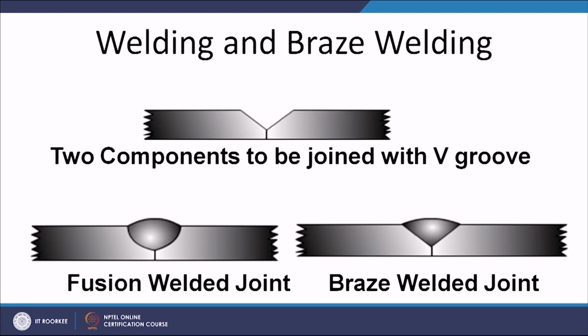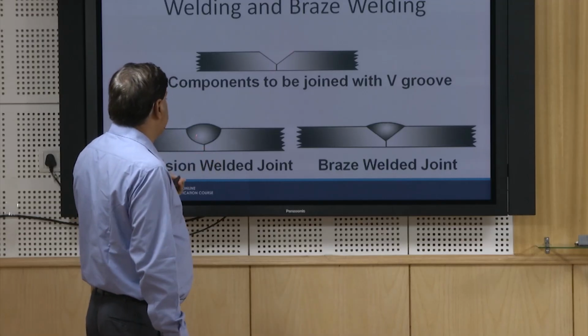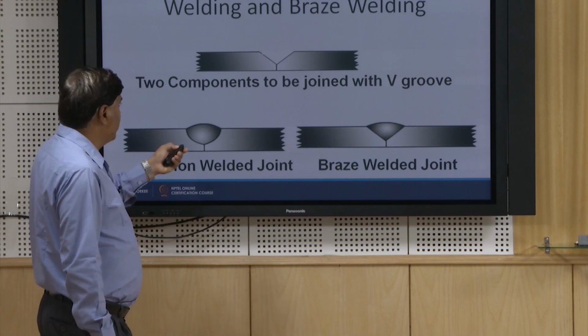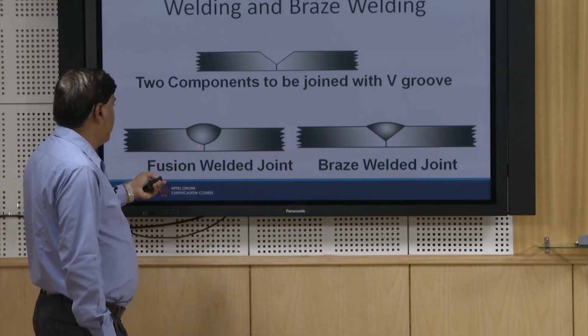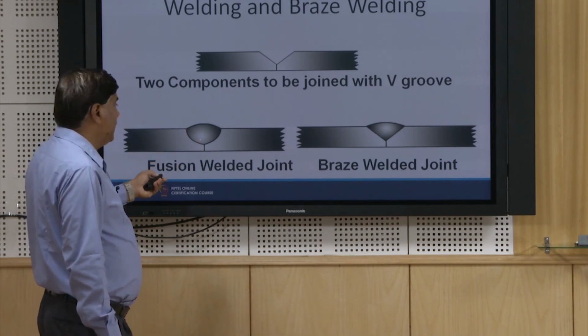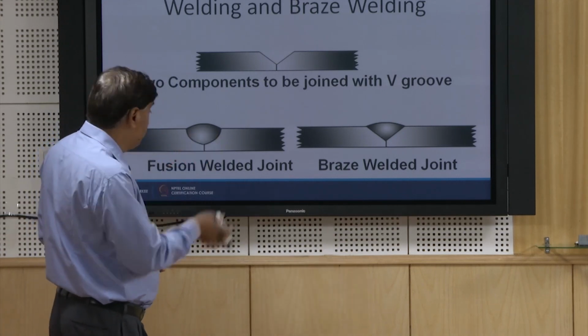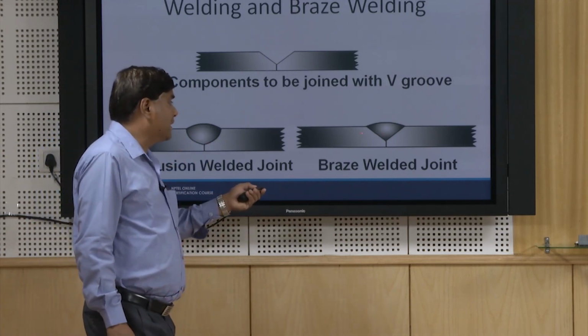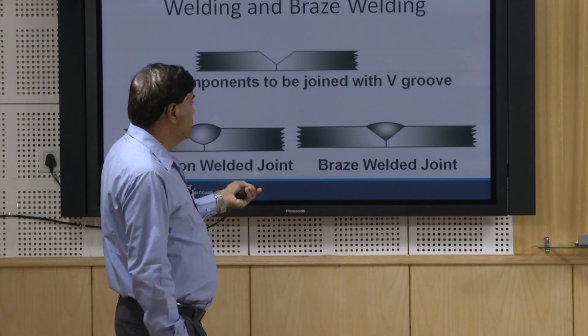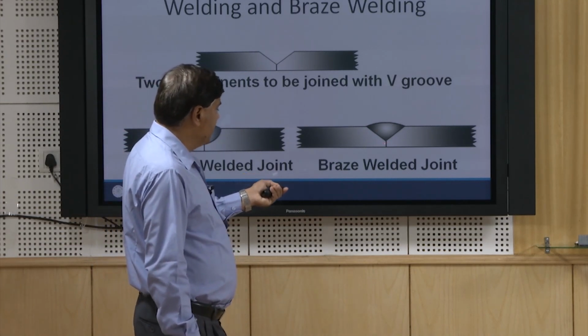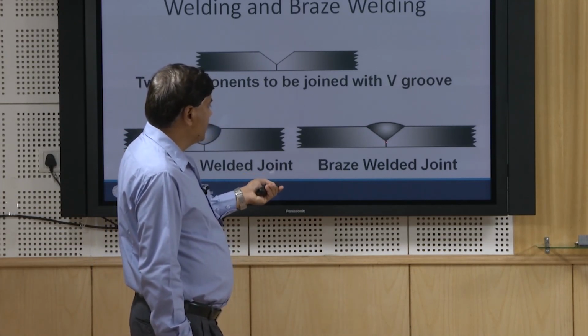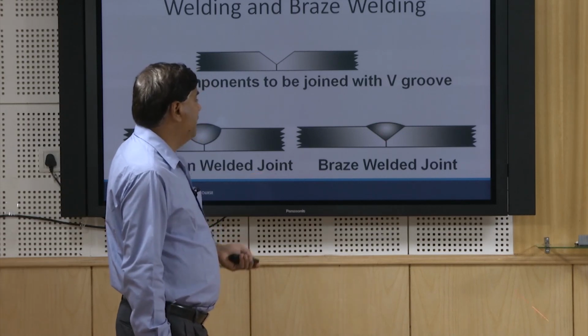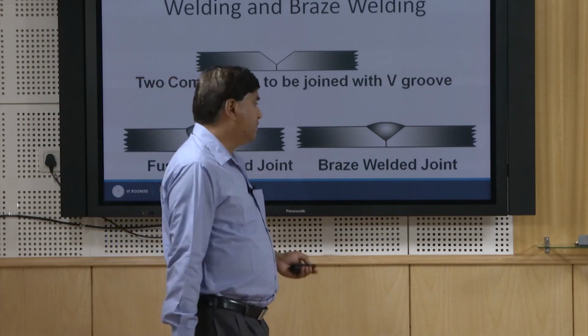Like initially, if the edges are prepared like this for developing the joint, in case of the fusion weld, the faying surfaces are melted and we get the typically curved geometry of the fusion boundary, while in this case there is no fusion of the faying surfaces. So, the faying surfaces remain straight, the edges remain straight, only the gap is filled in by the brazing material.